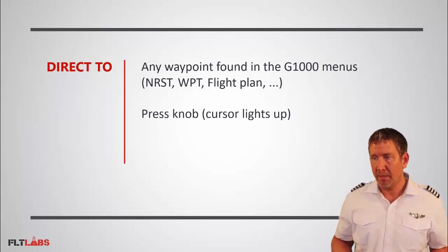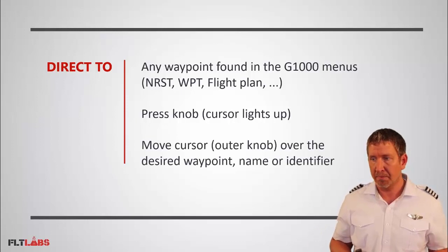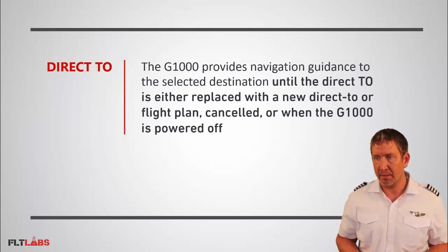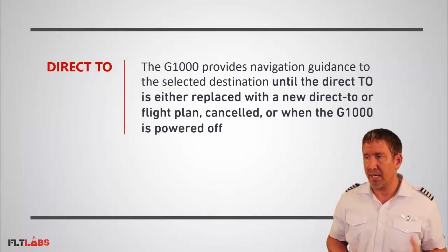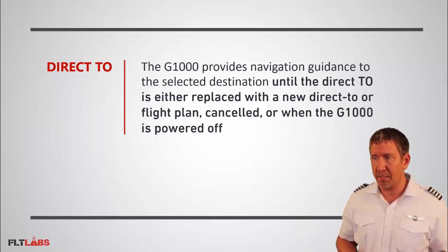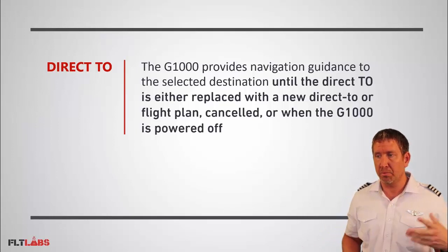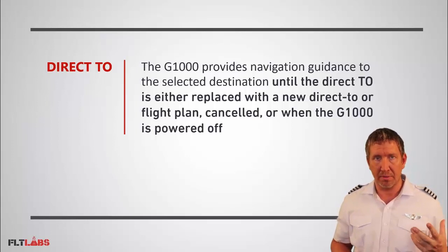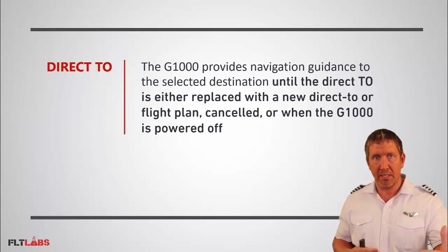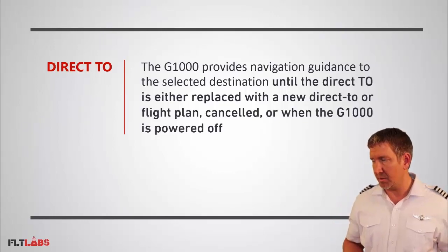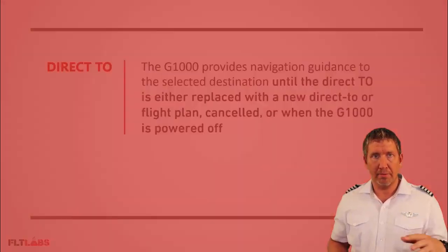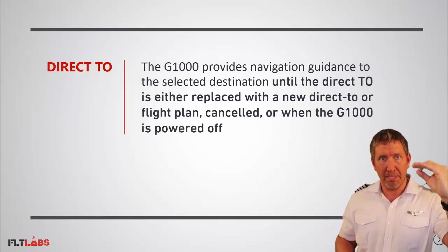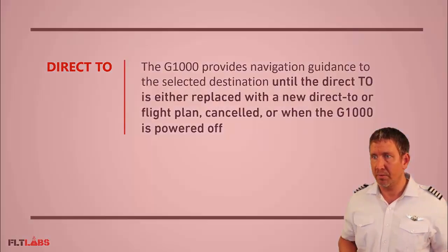So we press the knob, the cursor lights up, we move that cursor with our outer knob over the desired waypoint, and we press direct and then head there. G1000 provides nav guidance to the selected destination until the direct to is either replaced with a new direct to, or a flight plan is canceled, or when the G1000 is powered off. So it's always going to stay in there until we essentially tell it not to. I'm going to be giving you some videos. I'm going to get into a G1000 trainer and show you these, but I just want you to have the basic steps in mind before I show you the video.